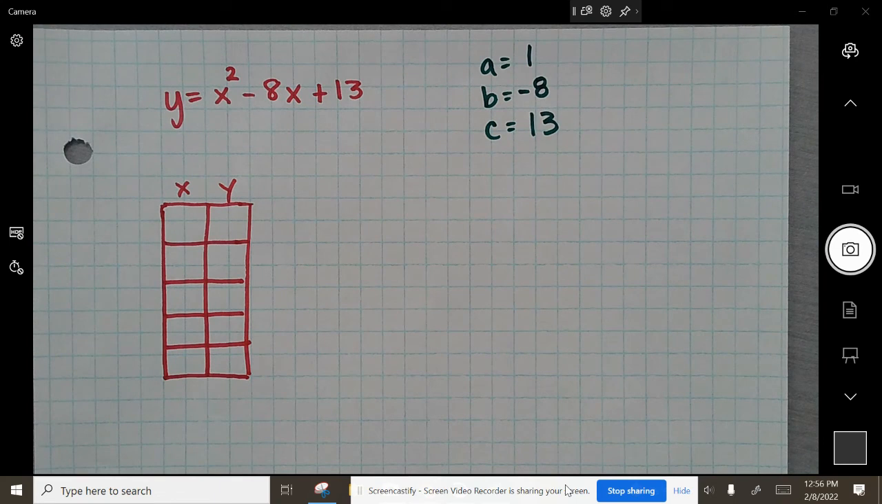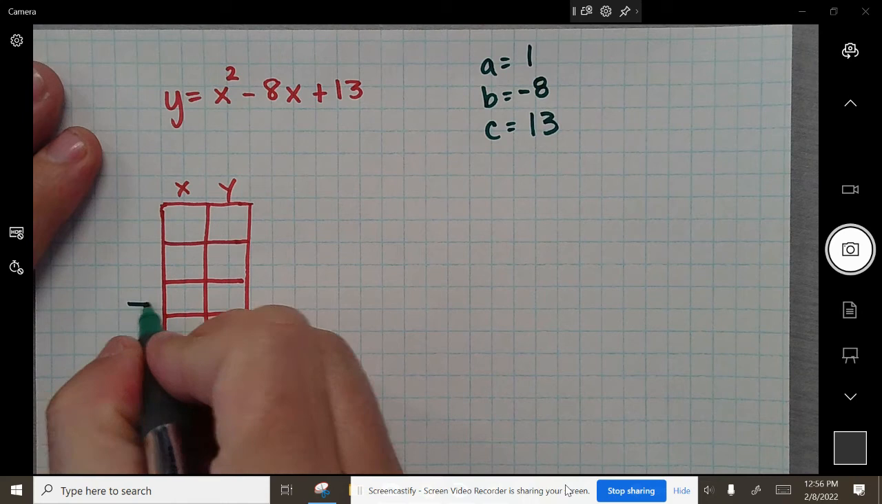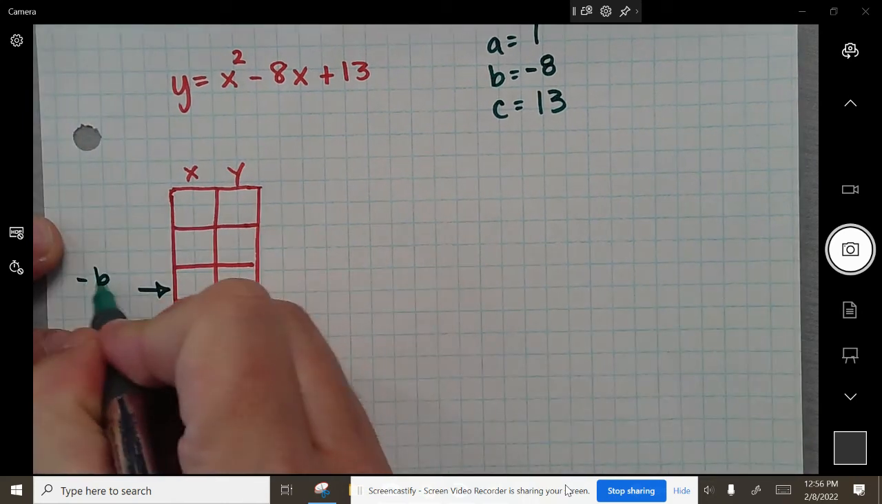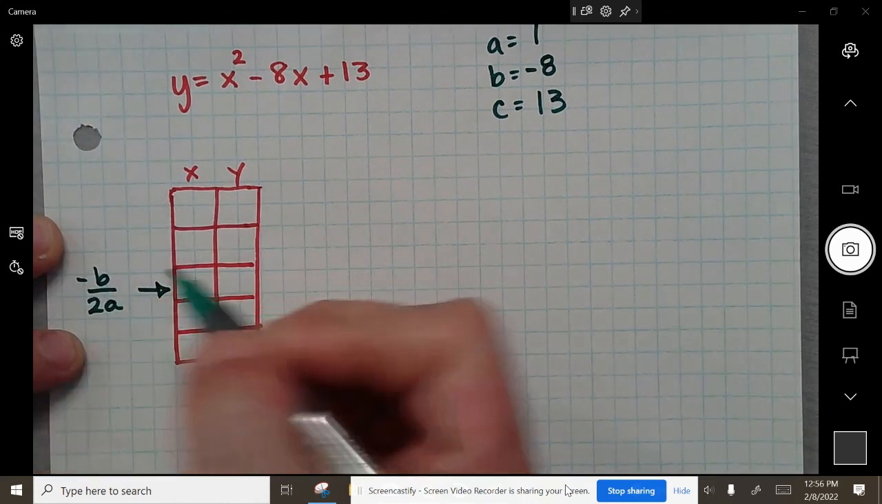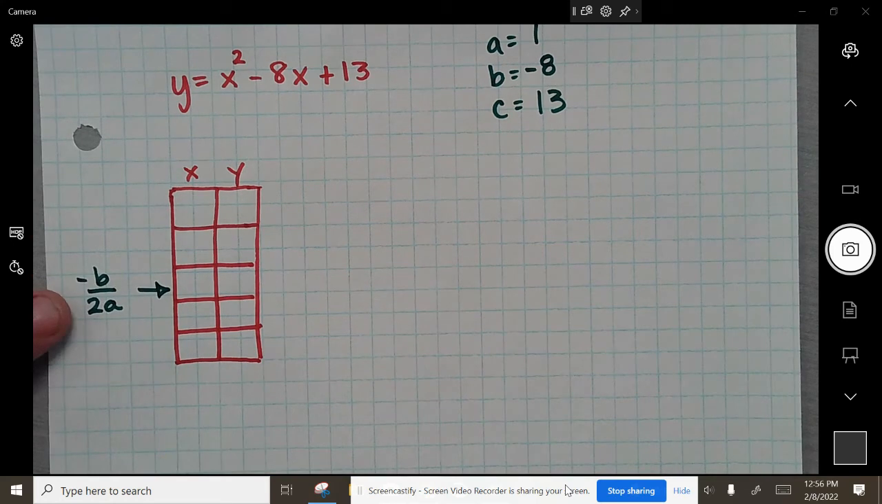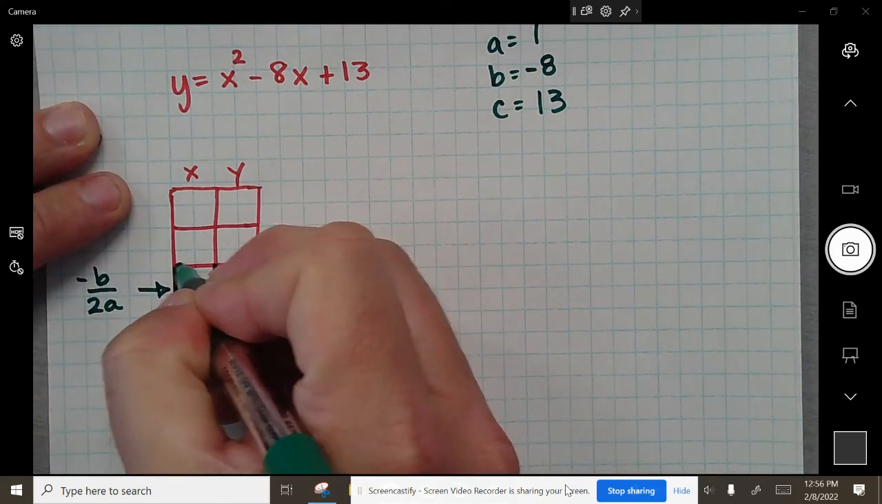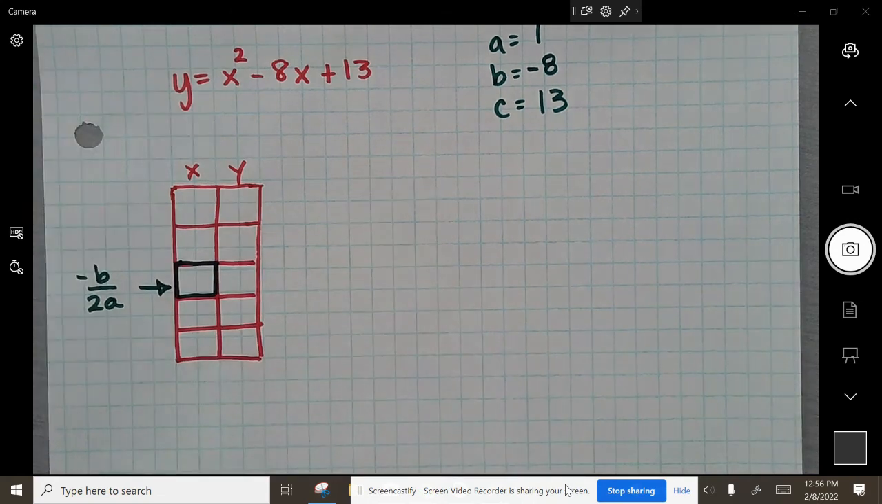Who's got a hand to help me? David. You gotta do negative b over 2a. Negative b over 2a. Yes, and I'm going to put it right here. I'm going to put an arrow right here, and I'm going to put negative b over 2a. Because if I do negative b over 2a, it gives me this value right here, the x value of my vertex.